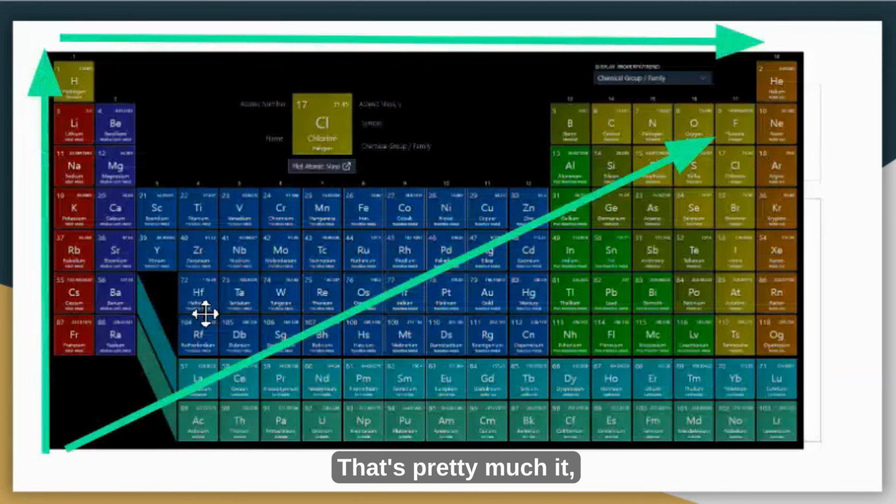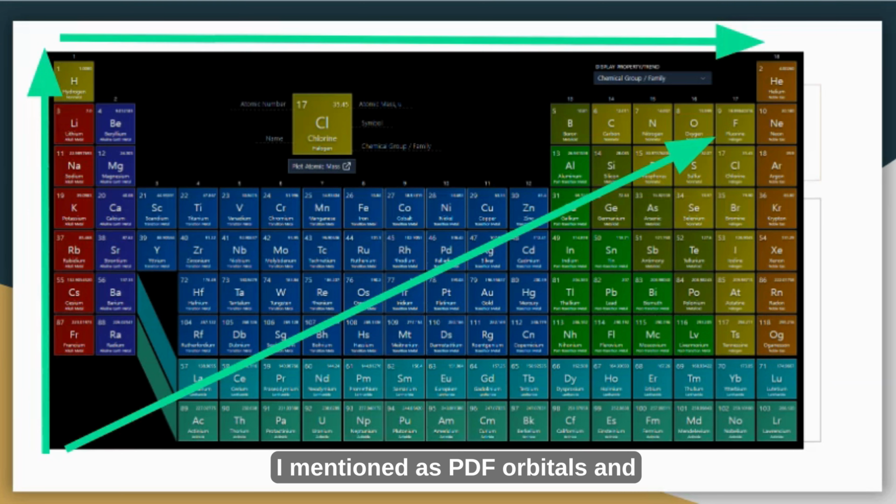That's pretty much it. And I'll upload some links so you can see how the orbitals that I mentioned look, and where I got these pictures. So check it out and you'll understand better if my explanation doesn't help.